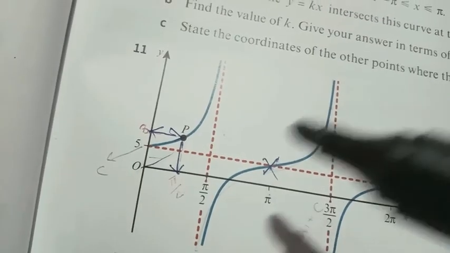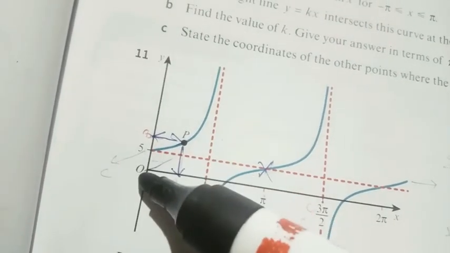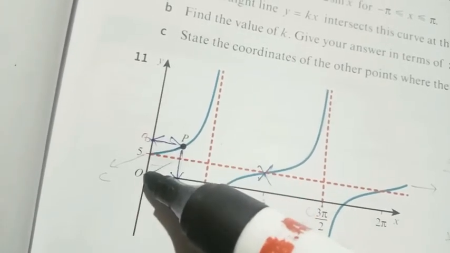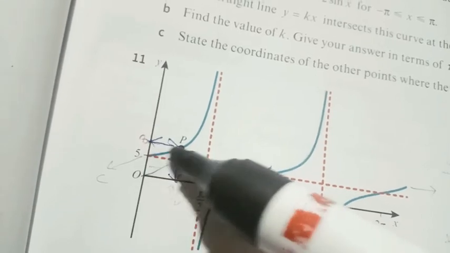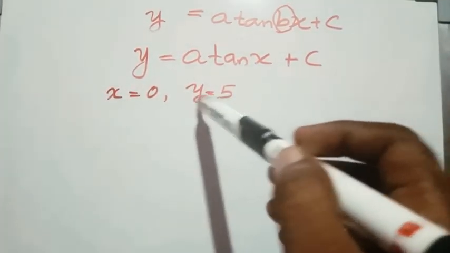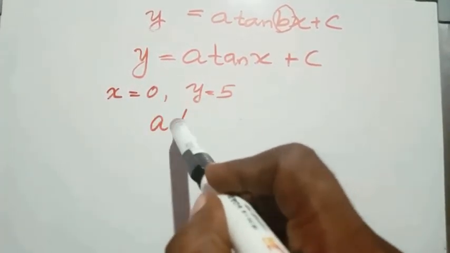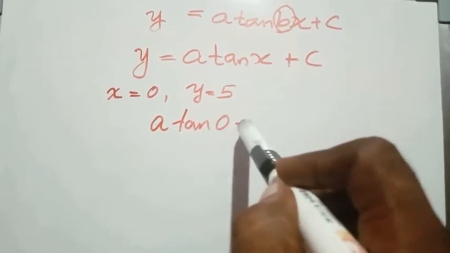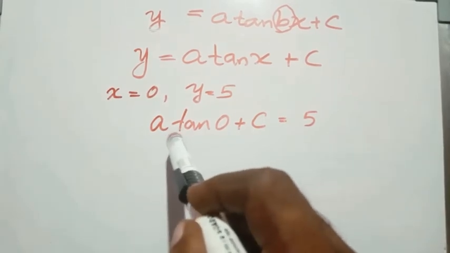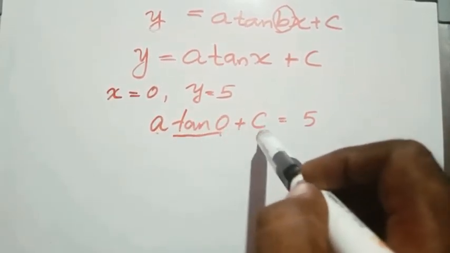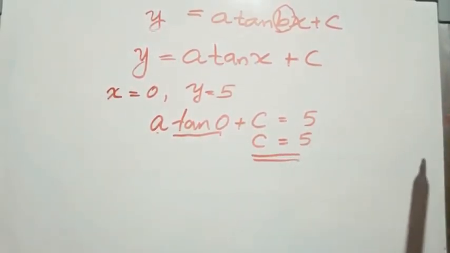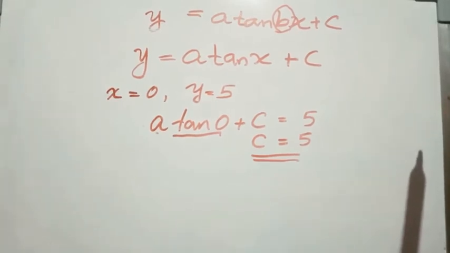Now when you look at the graph, when the angle is 0, the y coordinate is 5. Let's use that concept. So when x is 0, y is 5. That gives us the result a tan 0 plus c is equal to 5. Tan 0 is 0. That means a tan 0 becomes 0, so we get the value of c as 5. Okay. Now we need to calculate a.